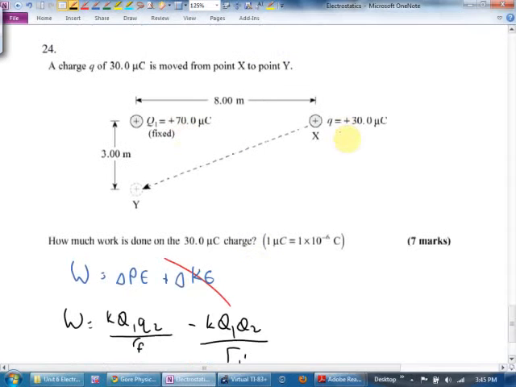Mr. Duick, why didn't you go all fancy with vectors and stuff? I don't care about the angle or direction because voltage and energy are scalars. All I need to know is where they are and where they are going to finish. Who cares what happens in between, straight lines?